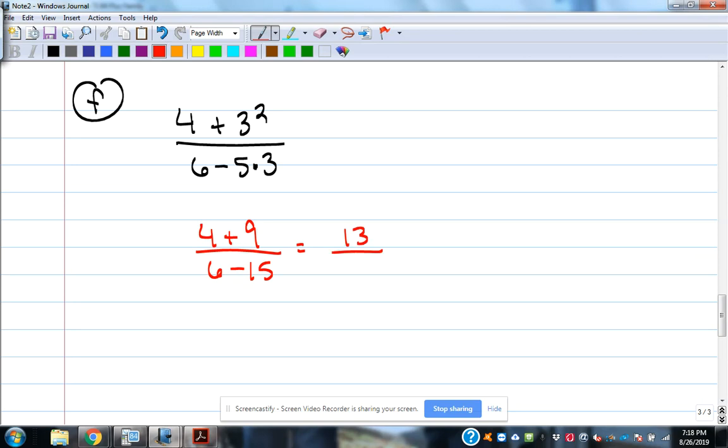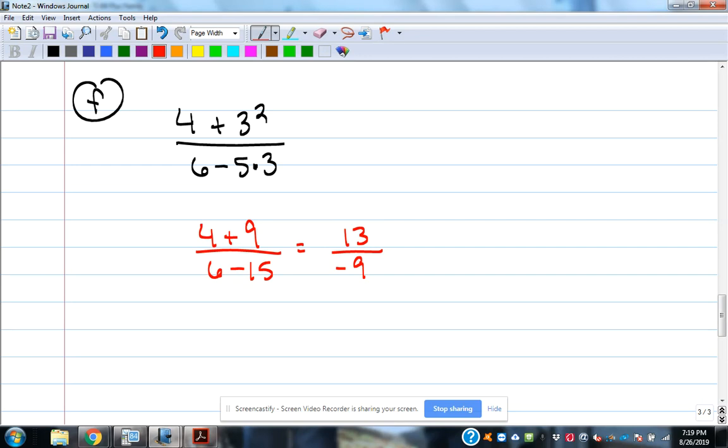This is where some of my high school students had a problem. 6 minus 15 is -9. If I've got $6 in my checking account and I pay for something that's 15, now I have -$9. Think about it: 15 minus 6 is 9, and 15 was bigger, so it's negative. That's how it's -9. So 13 over -9, reduce.